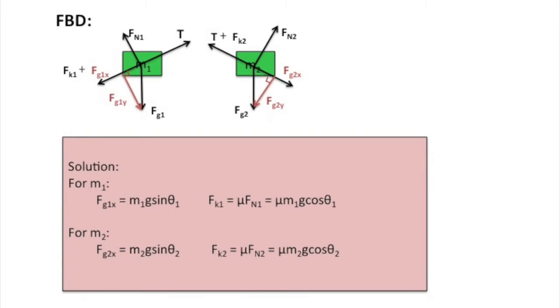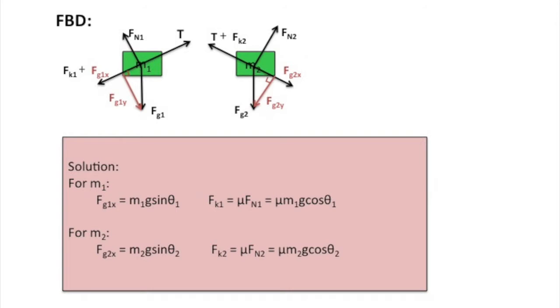The free body diagram of m1 shows that the horizontal net force equals tension minus the kinetic friction of m1 and the x component of gravity of m1. The vertical net force is 0, so the magnitude of the normal force of m1 is equal to the y component of gravity of m1. From the diagram, we can easily get that Fg1x equals m1 g sine theta 1, and Fg1y equals m1 g cosine theta 1. Use the formula mu times Fn to calculate the kinetic friction of m1.